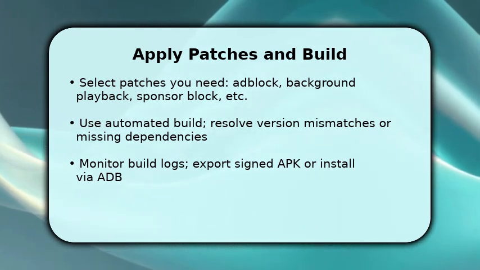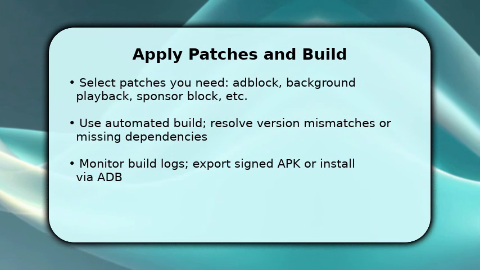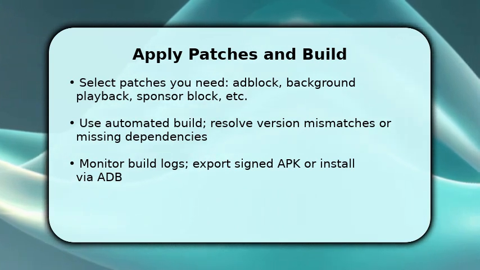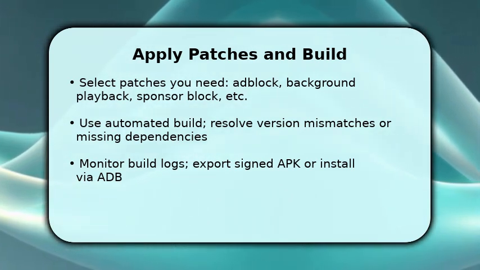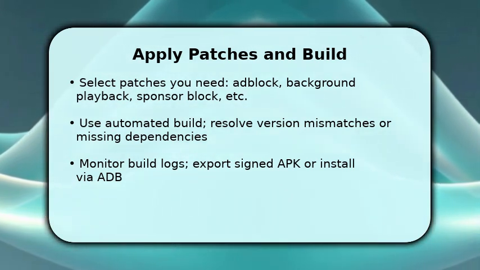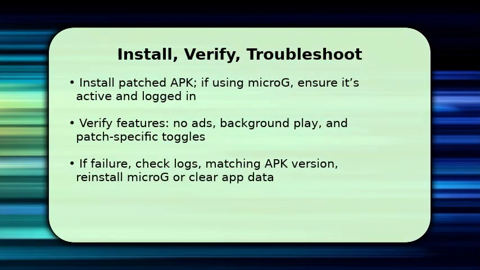Watch the build log for errors, and when done, choose to export a signed APK or install directly via ADB. This ensures the patched app matches your device and signatures. After a successful build, install the patched APK.